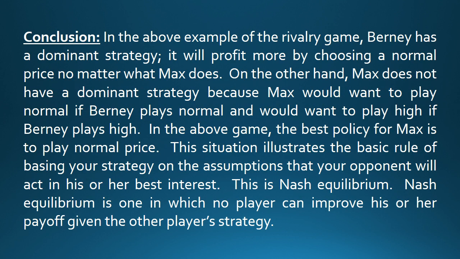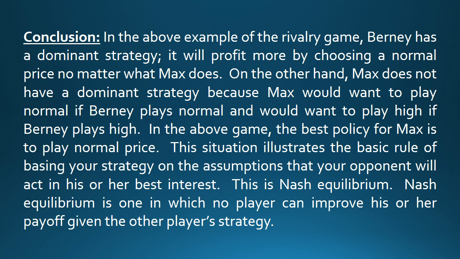Conclusion. In the above example of the rivalry game, Bernie has a dominant strategy. It will profit more by choosing a normal price no matter what Max does. On the other hand, Max does not have a dominant strategy because Max would want to play normal if Bernie plays normal and would want to play high if Bernie plays high. In the above game, the best policy for Max is to play normal price.